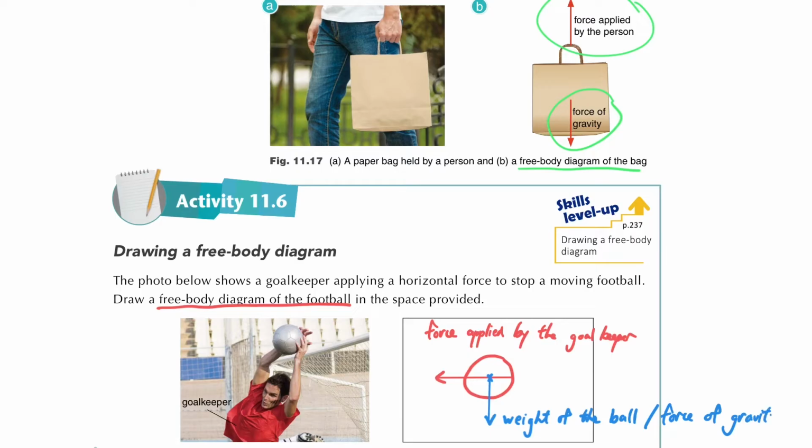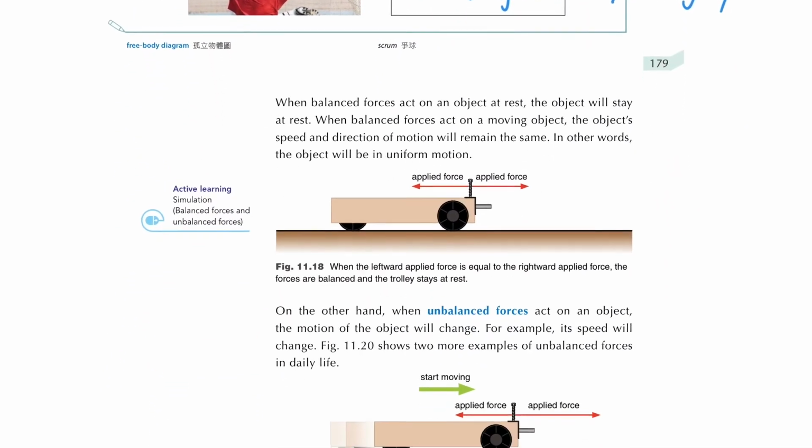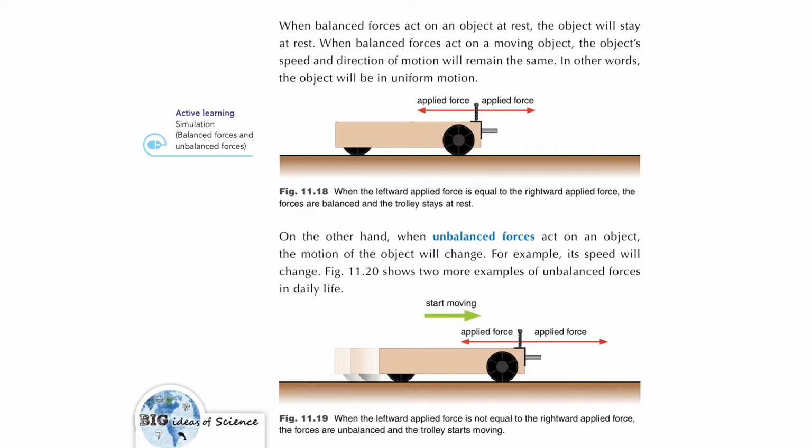So this is the force diagram. When there is more than one force acting on an object, how do we predict the motion of the object? Here is an example. If two forces are applied on the trolley horizontally and they are balanced with each other, then the object is at rest. If the object is already moving, then it will keep moving at that speed. So this is the effect of the balanced force.